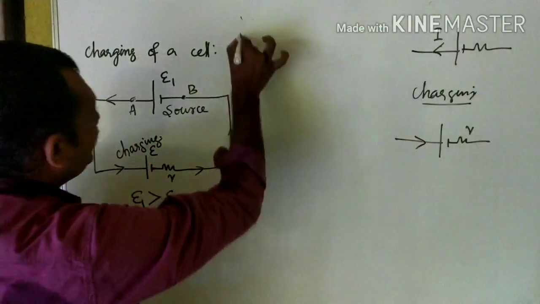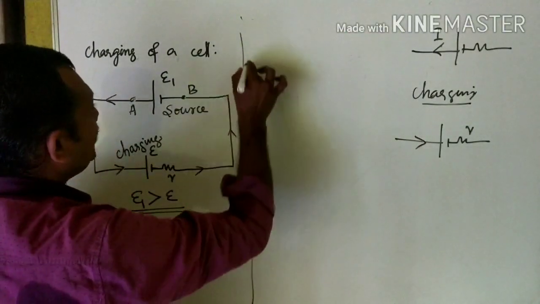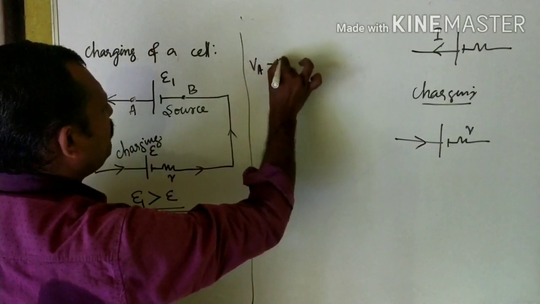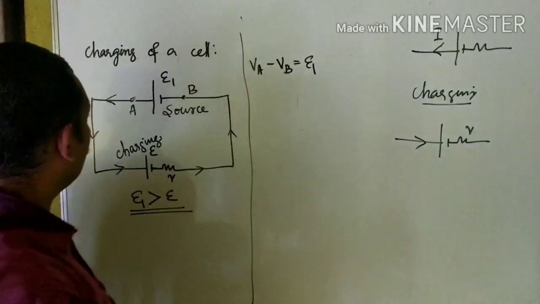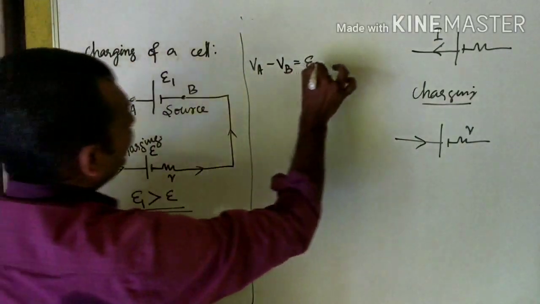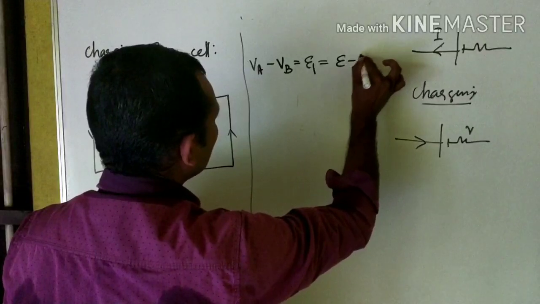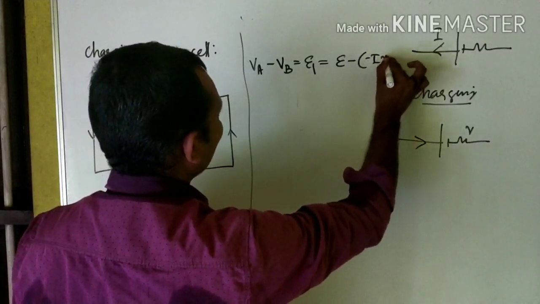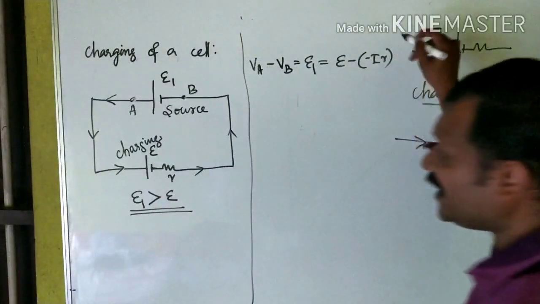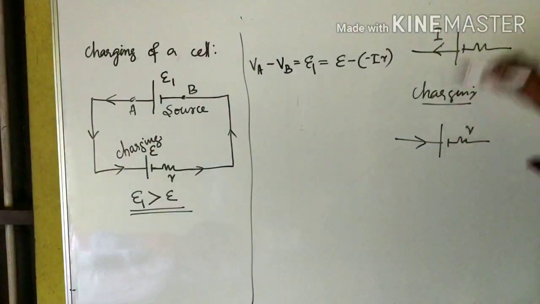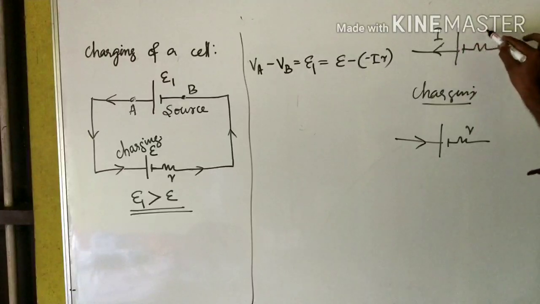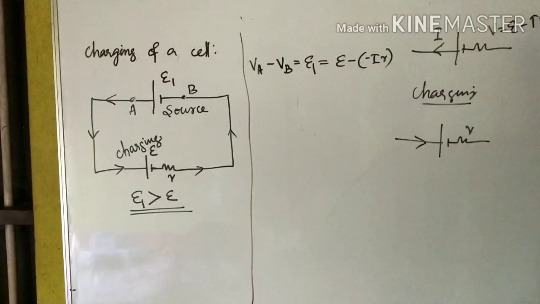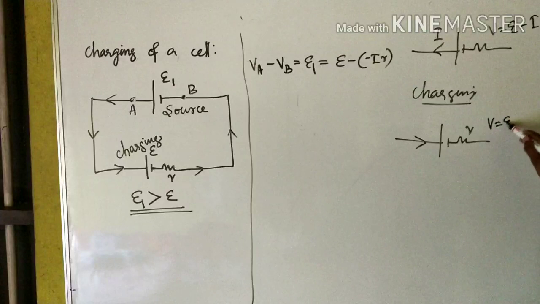Now tell me what will be the terminal potential here. If I say this is VA minus VB, that is the terminal potential. In this case it is epsilon 1 for the top cell. The other thing is going to be epsilon minus IR. Look at the difference between the two figures. Earlier case it was epsilon. Here V is equal to epsilon minus IR.